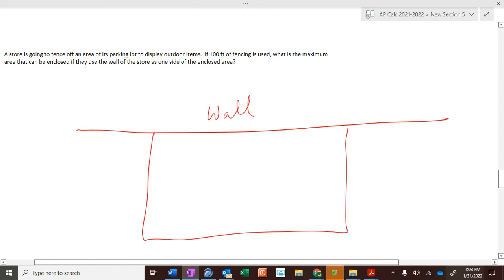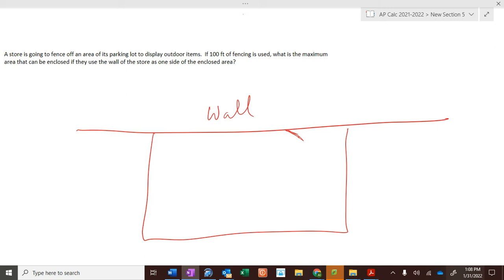Okay, a store is going to fence off an area of its parking lot to display outdoor items. If 100 foot of fencing is used, what's the maximum area that can be enclosed if they use the wall of the store as one side of the enclosed area? So they have a door coming out from the store that goes into the fenced-in area, so people just don't walk off with the outdoor items.